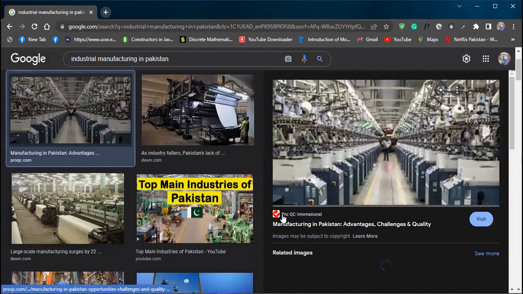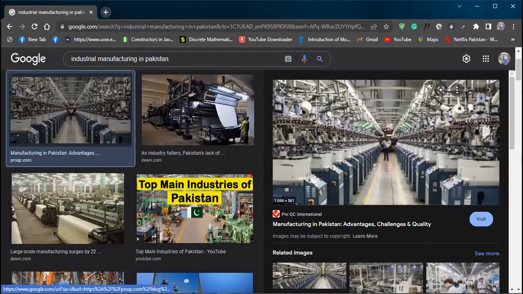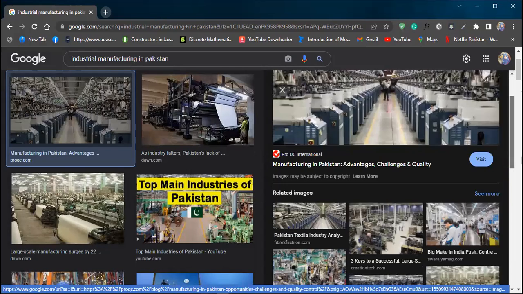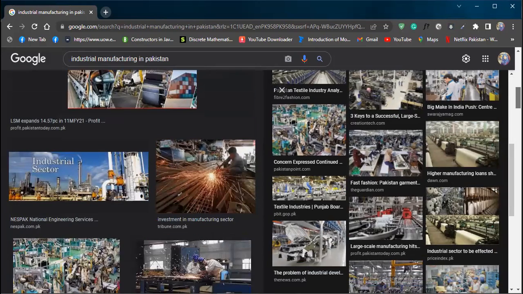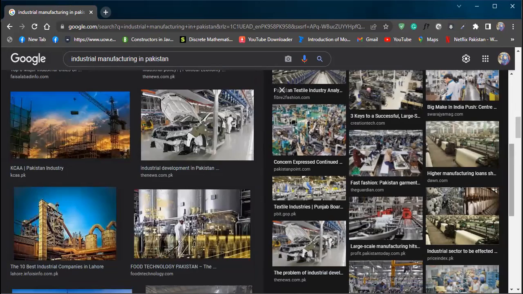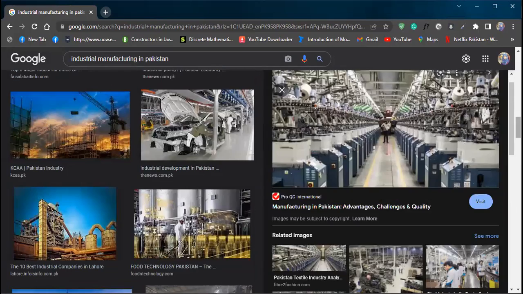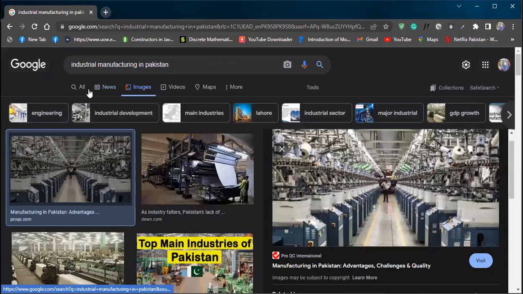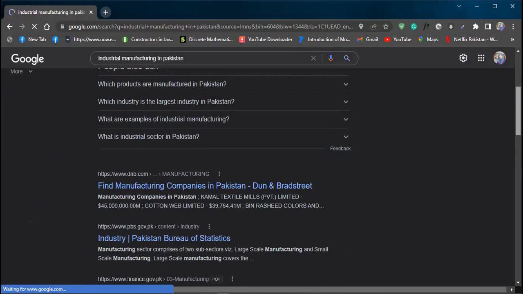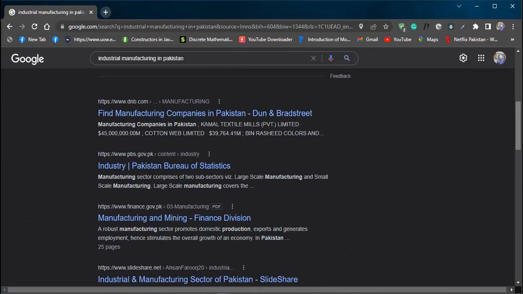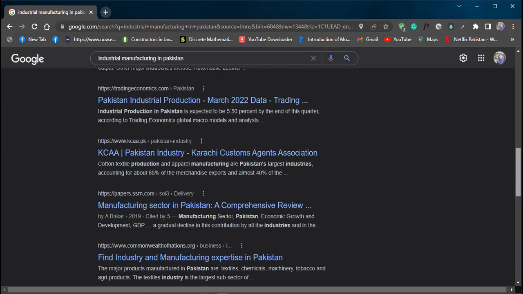So have a look, it's very big and they're using very heavy machinery. As you can see, it's very huge machinery. Pakistan is also good in industries, but only to some extent. Here are some slides, though we are not using some of the slides.